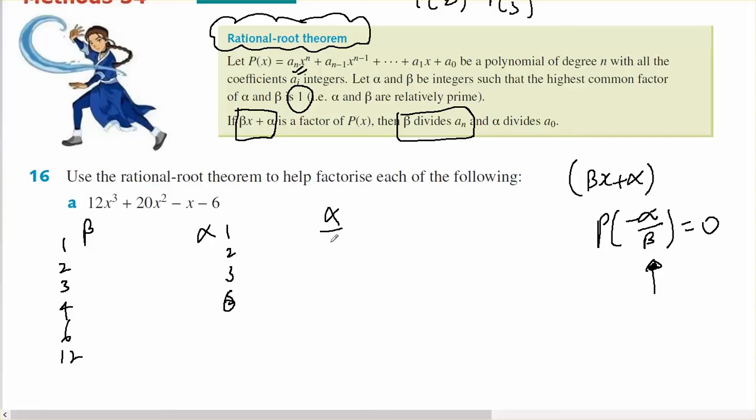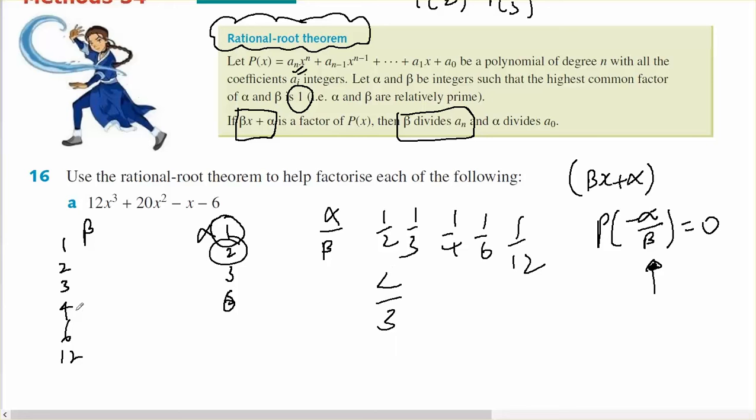So 1, 2, 3, and 6. So what are all the alpha over betas that I can have? I'll start with 1. So 1 over 1 is 1, so that's already tested. 1 over 2 is a half. 1 over 3 is a third. 1 over 4, 1 on 6 and 1 on 12. Using the 2, 2 on 1 is 2, 2 on 2 isn't relatively prime because 2 divides into them. 2 on 3, 2 on 4 is the same as a half, 2 on 6 is the same as a third, 2 on 12 is the same as a sixth, and I've already got those.